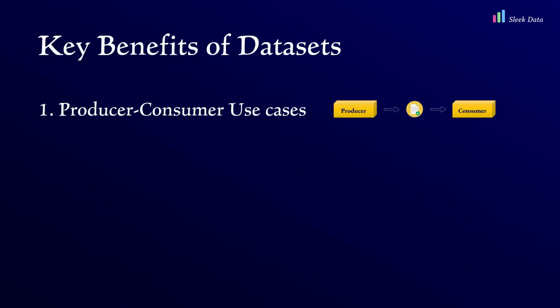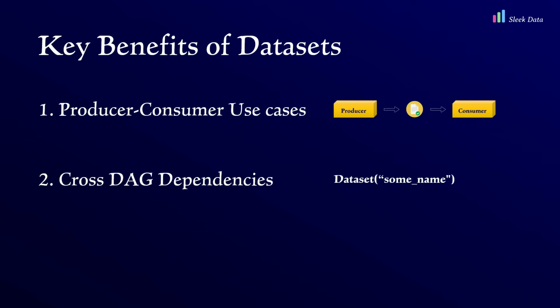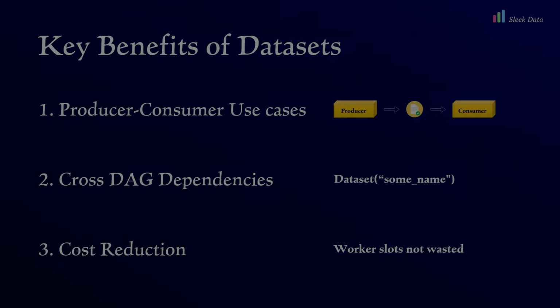With the help of datasets, you can easily implement cross-DAG dependencies. Even if your DAGs don't depend on files, you can create a dependency between DAGs just by defining a dummy dataset. In addition, leveraging datasets can contribute to a reduction in Airflow running costs. Especially because datasets operate without utilizing worker slots, a key distinction from sensors and other similar implementations that require worker or triggerer slots. Let's explore a sample Airflow DAG to further understand this feature.